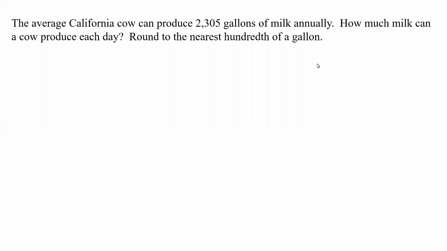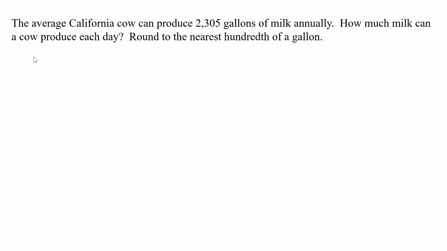All right, so let's work on some application problems and then we'll do some other types of problems here in a little bit. So the average California cow can produce 2,305 gallons of milk annually. How much milk can a cow produce each day? Round to the nearest hundredth of a gallon.